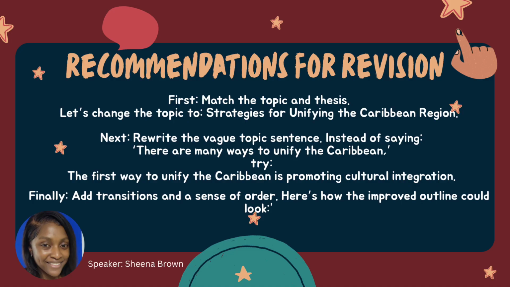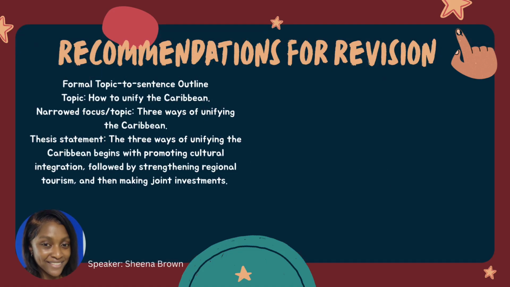Next, rewrite the vague topic sentence. Instead of saying, there are many ways to unify the Caribbean, try, the first way to unify the Caribbean is promoting cultural integration. Finally, add transitions and a sense of order. Here's how the improved outline could look. Here is a pictorial representation of Lazarine's revised formal topic to sentence outline.